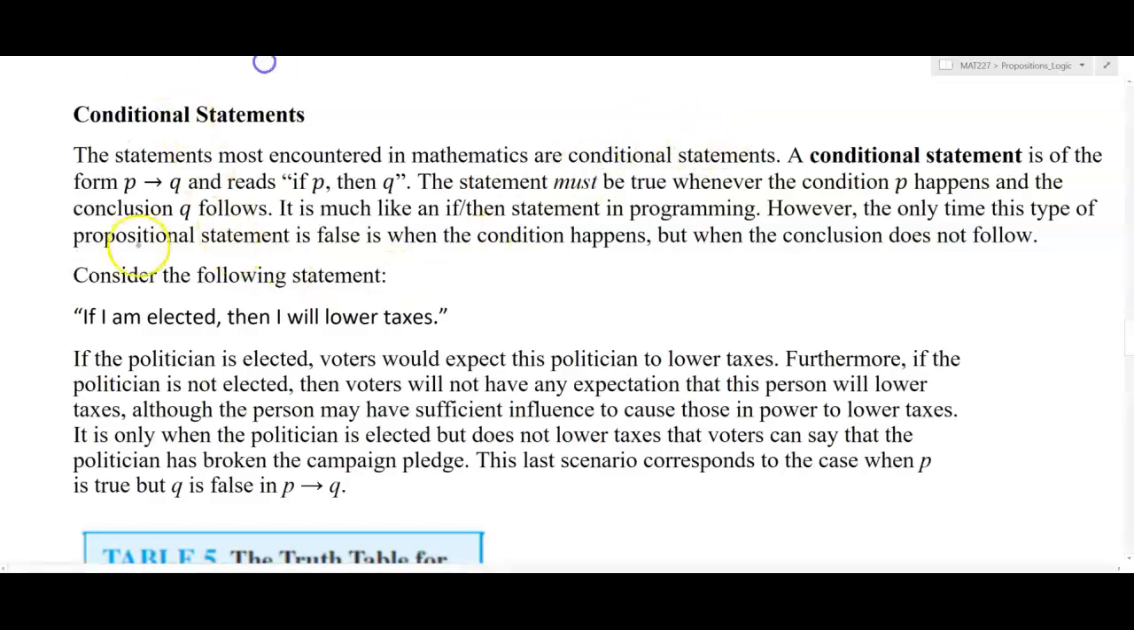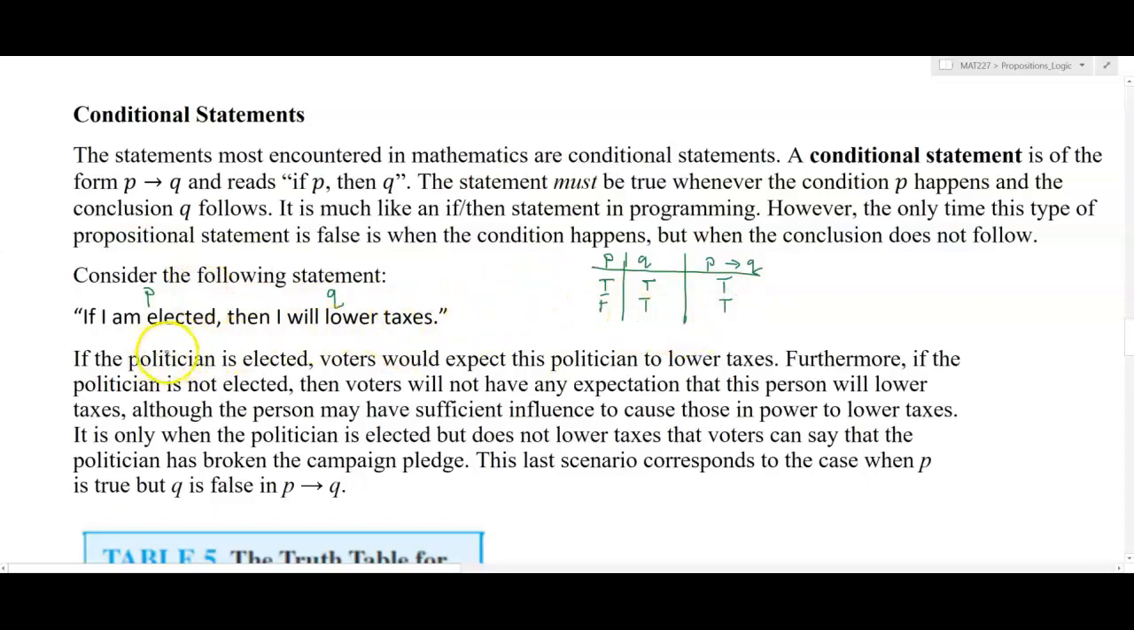Furthermore, if the politician is not elected, then voters will not have any expectation that this person will lower taxes, although the person may still have sufficient influence to cause those in power to lower taxes. So if we think about this statement right here as P, and this as Q, and we look at when we would expect P implies Q, or if P then Q, to be true: if the condition happens, he's elected, and he does lower taxes, then he has told the truth. But if he is not elected, he still lowers the taxes, the statement itself is still a true statement. It doesn't say, I will only lower taxes if I am elected.